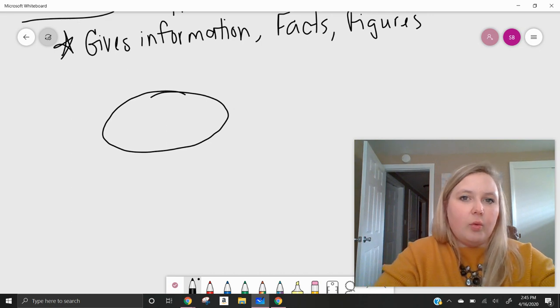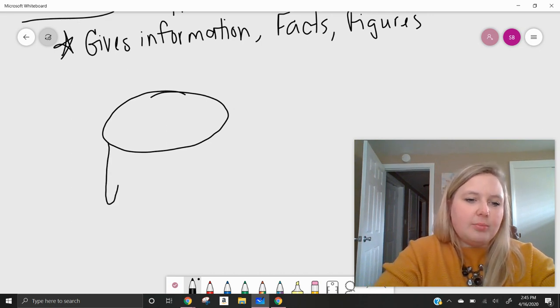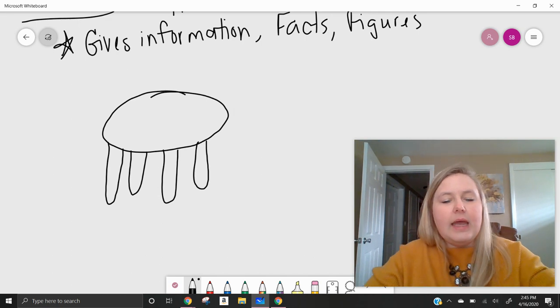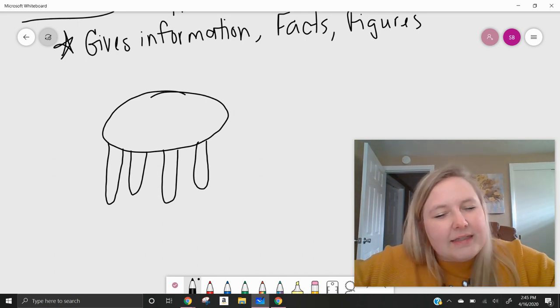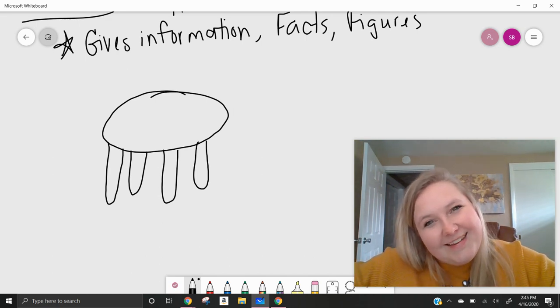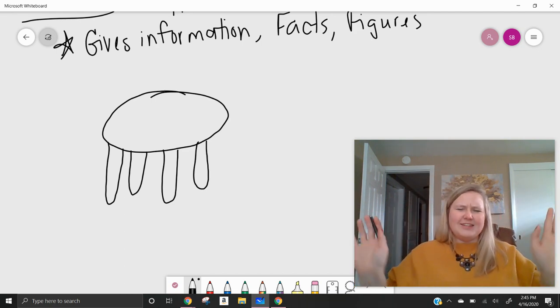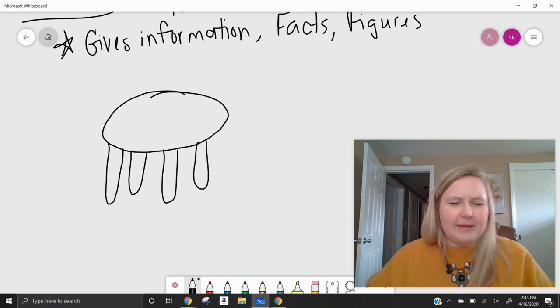And then we have what? We have legs that support it. Okay. Remember, I'm not an art teacher. I've never claimed to be. If you squint your eyes, tilt your head, it might look like a stool. Okay, just go with me. All right, let's go with it.